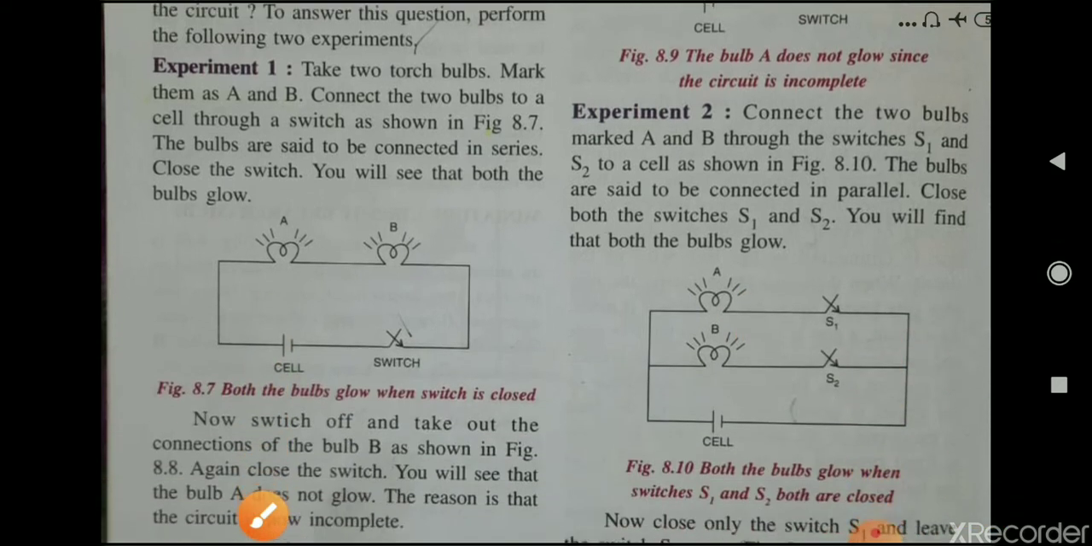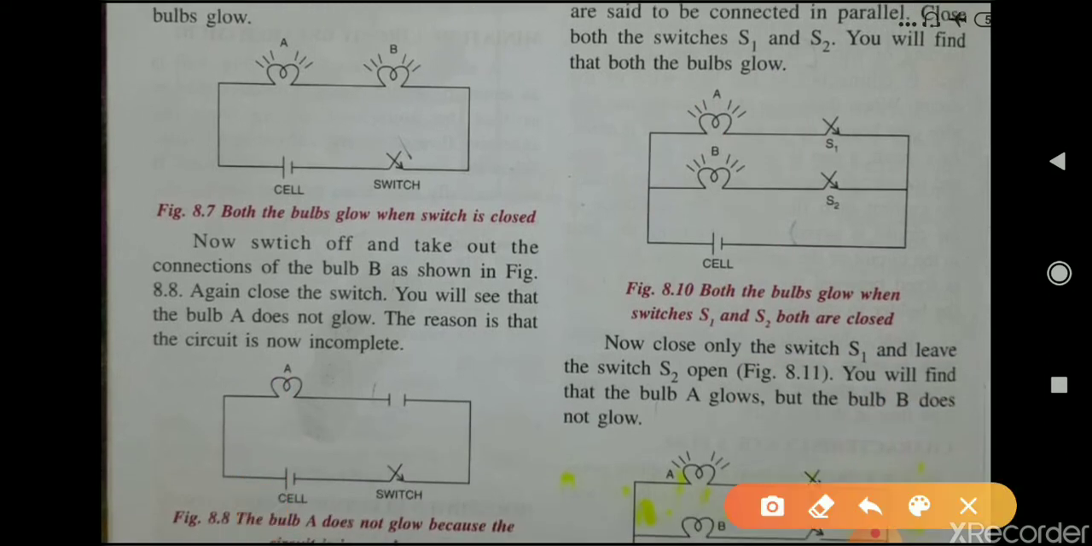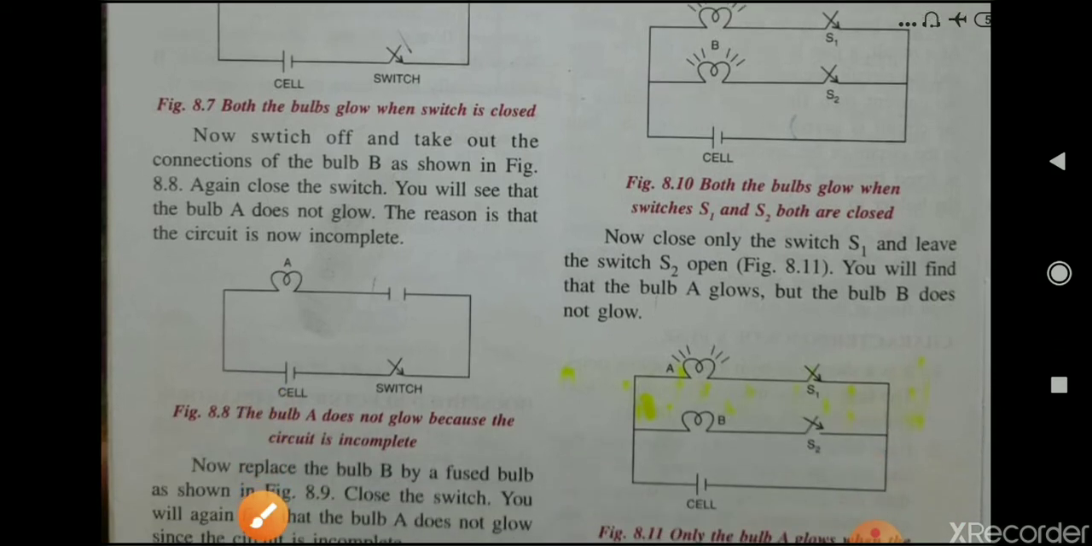But in this experiment too, you can see two bulbs are connected, and these bulbs are connected in parallel, and these are the switches S1 and S2 that are connected to a cell. Now close both the switches. When you close both the switches S1 and S2, you will find that both the bulbs glow. Now close only the switch S1 and leave the switch S2 open. You will find that the bulb A glows but the bulb B does not glow.